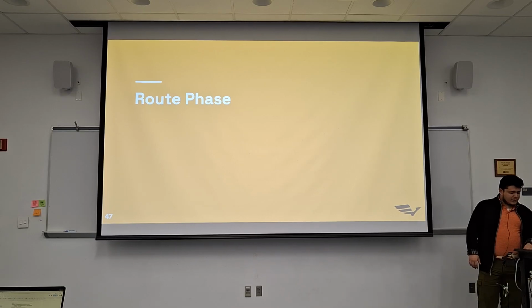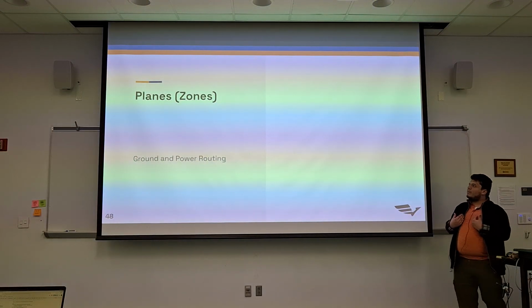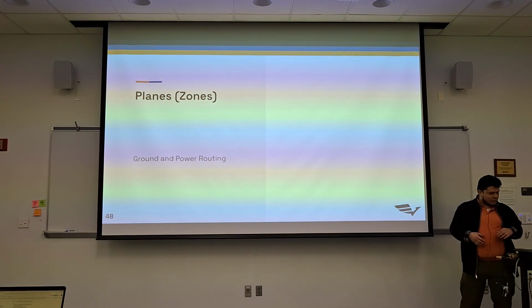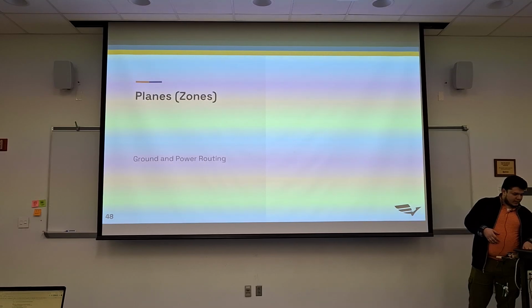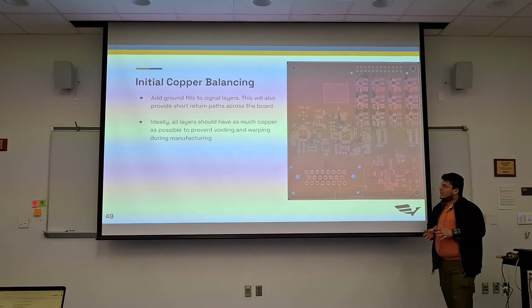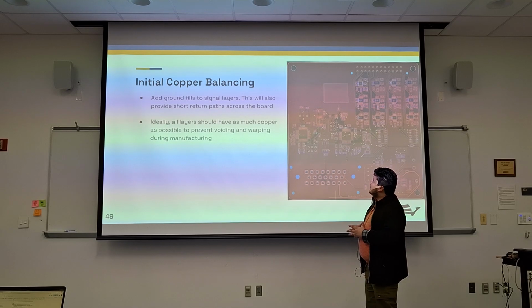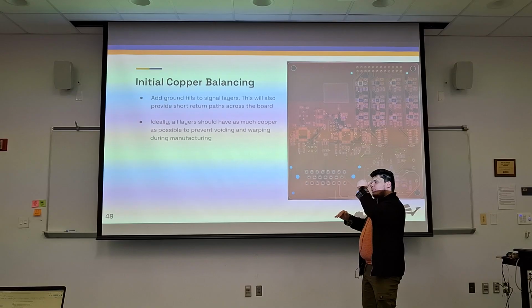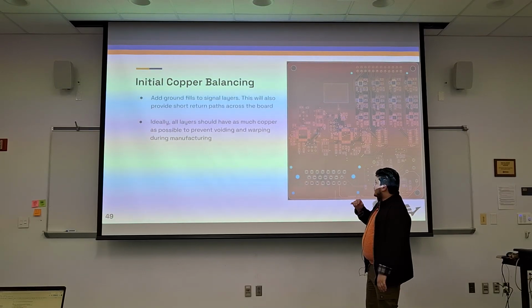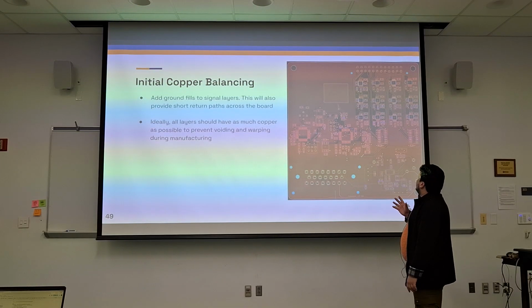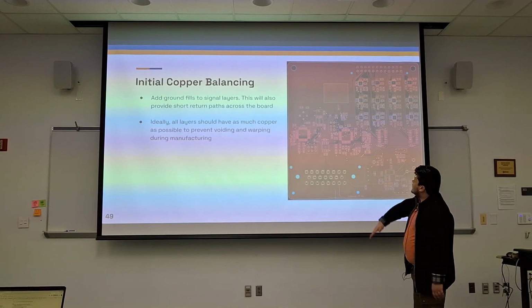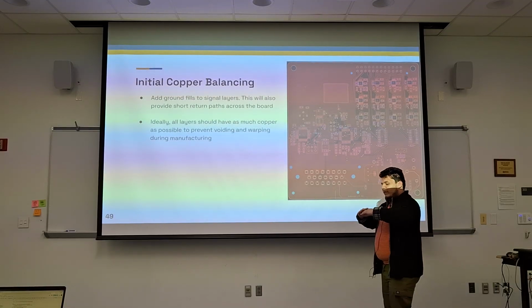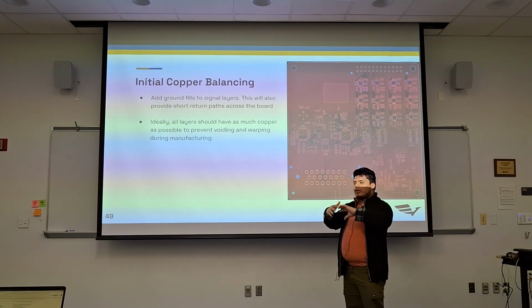So the routing here, I know them as planes, but I think KiCad calls them zones. I think y'all might have seen zones. So when we're routing with planes, I always suggest, for manufacturing purposes, to consider balancing the copper across the entire design. Whether you have 2 layers or 4 layers, for manufacturing purposes, ideally you should be flooding the entire board with ground. And this is so that you're preventing any sort of warping on the board as a whole.